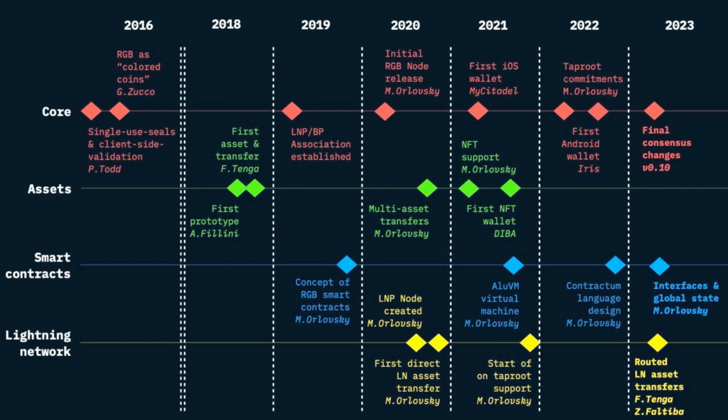And so as a brief history lesson, back in 2016, RGB was really proposed as this idea to extend what at the time was this colored coins idea. And it was the idea of putting some information in the op return field within a transaction that could help you manage other tokens like NFTs on Bitcoin.